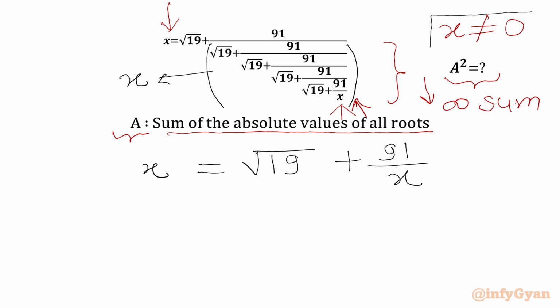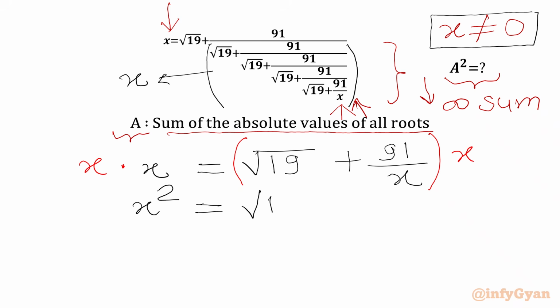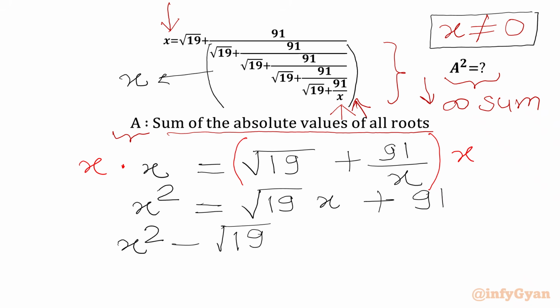Now x is not equal to 0, so we can multiply both sides by x. Let us multiply the LHS with x, and in the RHS we'll multiply with x. X times x, we will write x square in the LHS. And in the RHS, we have to write square root 19 times x plus 91. Now take all the terms to the LHS. We will get x square minus square root 19 times x minus 91 equal to 0.